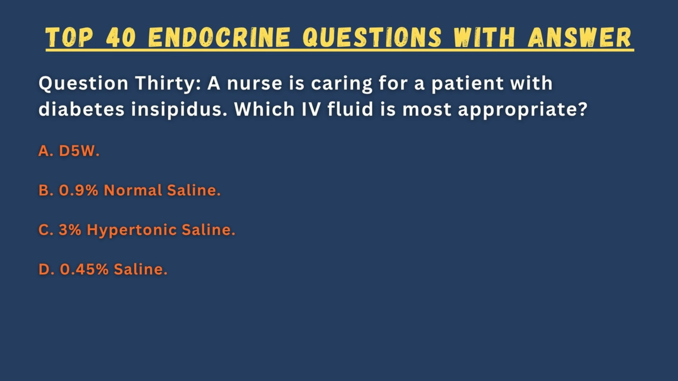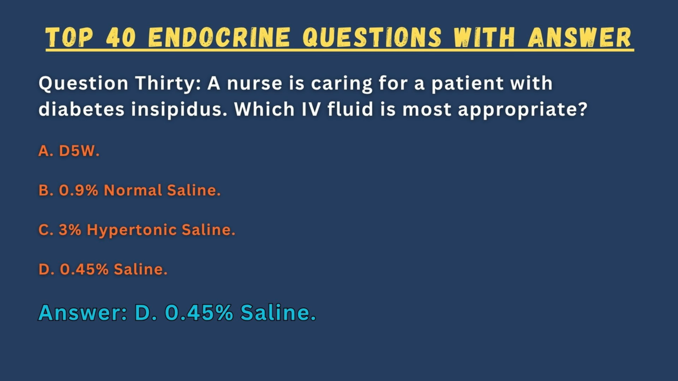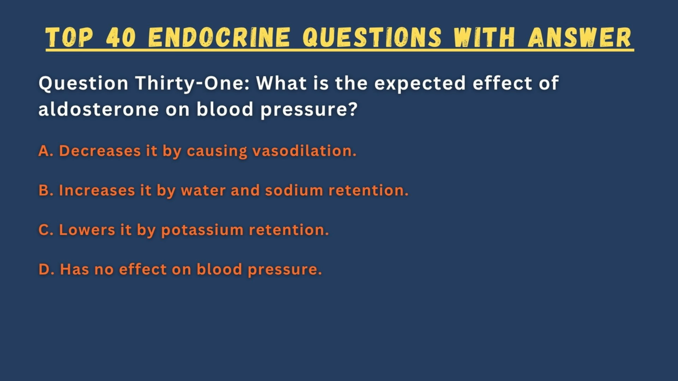Question 30. A nurse is caring for a patient with diabetes insipidus. Which IV fluid is most appropriate? A. D5W. B. 0.9% normal saline. C. 3% hypertonic saline. D. 0.45% saline. Answer: D. 0.45% saline. Question 31.